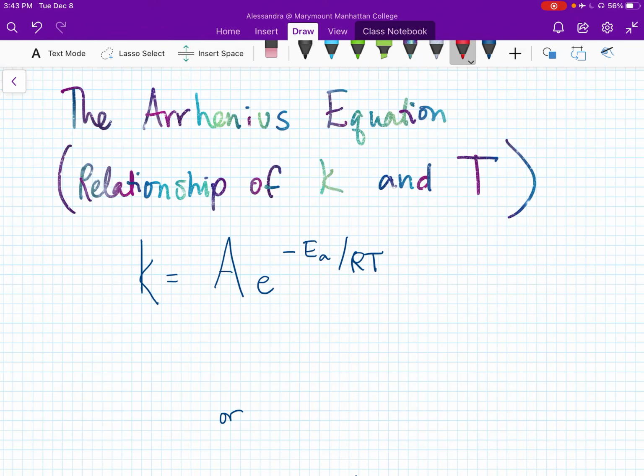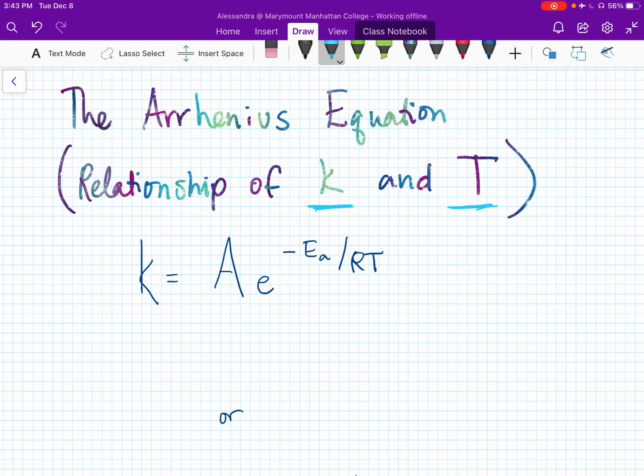In the last lecture, we talked about how the rate of chemical reactions depends on temperature. And we talked about how the higher the temperature, the faster the reaction is going to go. So how can we quantify that? Well, we can use the Arrhenius equation, which relates the rate constant K to temperature T.